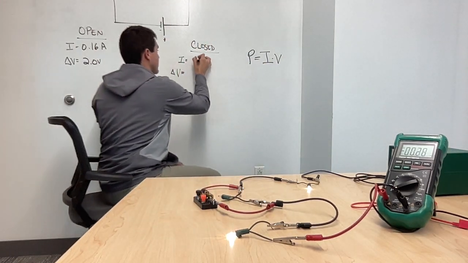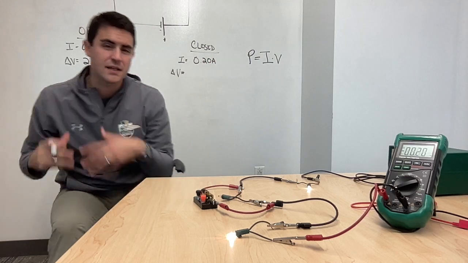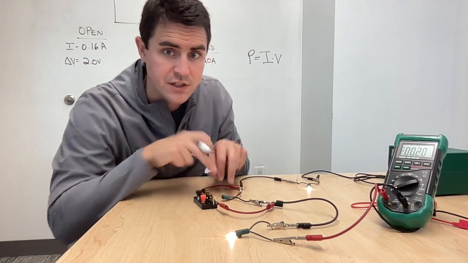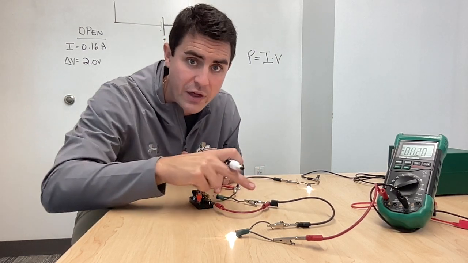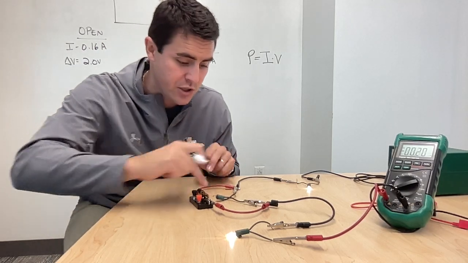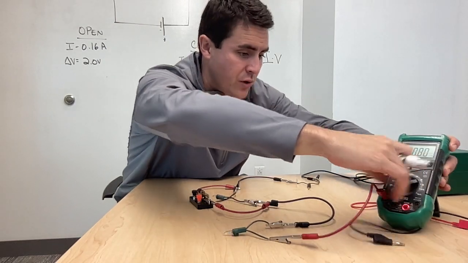So when I close that switch, I've got more current, 0.2 amps. More current makes sense because I've now effectively removed this resistor. This light bulb goes off, so the current is actually flowing around that light bulb. I've created a short circuit, a pathway with less resistance through the switch, so that light goes off. So I watch my current increase.